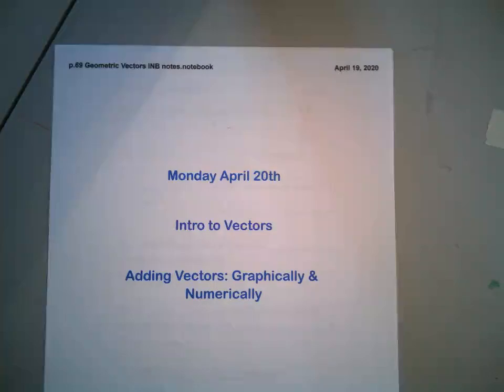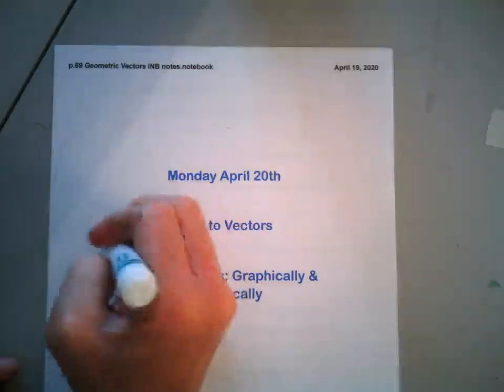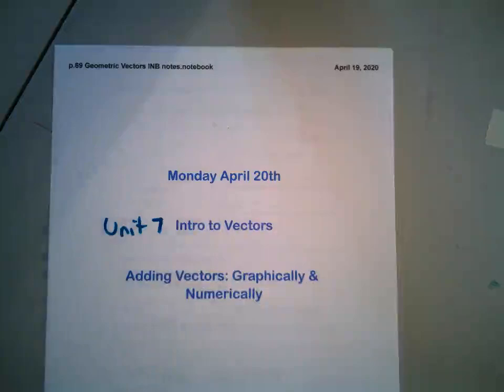We are starting Unit 7, which is Introduction to Vectors. And today we're going to be adding vectors both graphically and numerically. This should not take very long at all. So I'm just going to explain what a vector is, and I'll show you on Delta Math how to do your assignments, and we'll be done for the day. And even the assignment's only 10 questions. So today's not going to be a very long or difficult lesson.